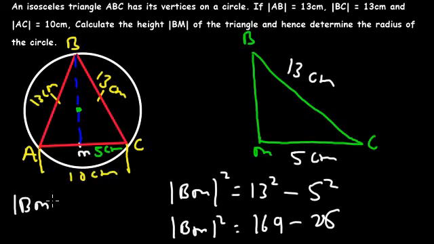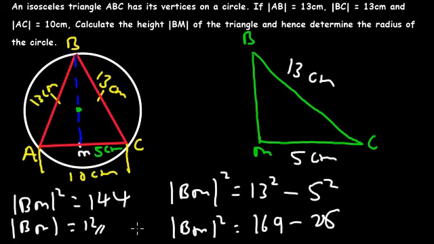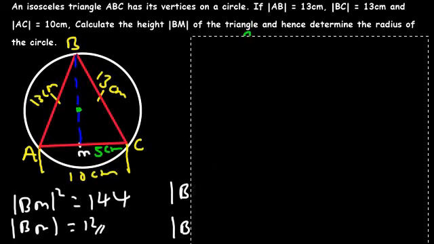So we have BM squared equal to 144. Taking the root of both sides, BM becomes 12. Let's stick with the positive part of it. That will be the best one. Perfect. So now that we have the height of the triangle, how can we determine the radius of the circle? Let's get rid of some stuff to have enough space for that.